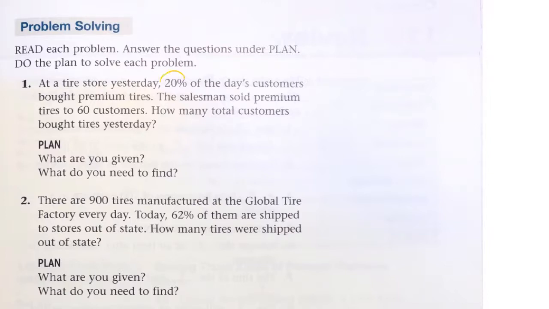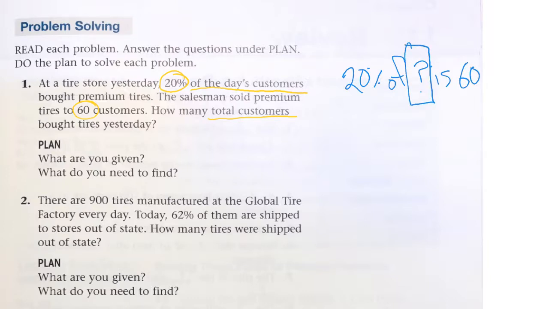So we've got a percent, and the thing that comes after "of" is day's customers. And we need to know how many customers. And then we have the part, right? We got 20% bought premium tires, and we're given the 60. So we have the percent, 20% of some number is 60. So we do not know which part of this percentage problem. We're missing the whole.